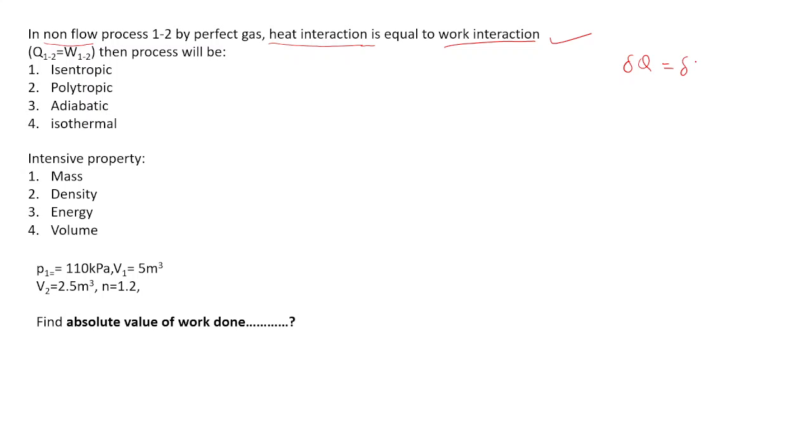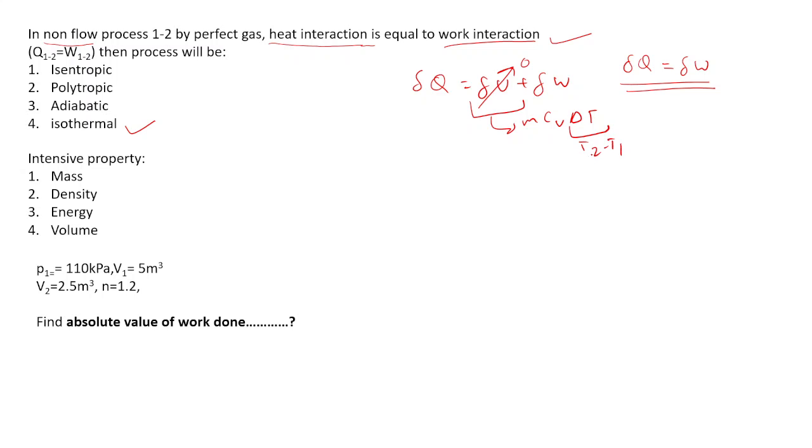Del Q is equal to del W. So what is the first law of thermodynamics? Del Q is equal to del U plus del W. Here it is saying del U should be 0. When should it be 0? For isothermal. What is the value of del U? It is mCv delta T, and delta T is T2 minus T1. So it would be 0 only if T2 is equal to T1. Is it okay for everyone, right?